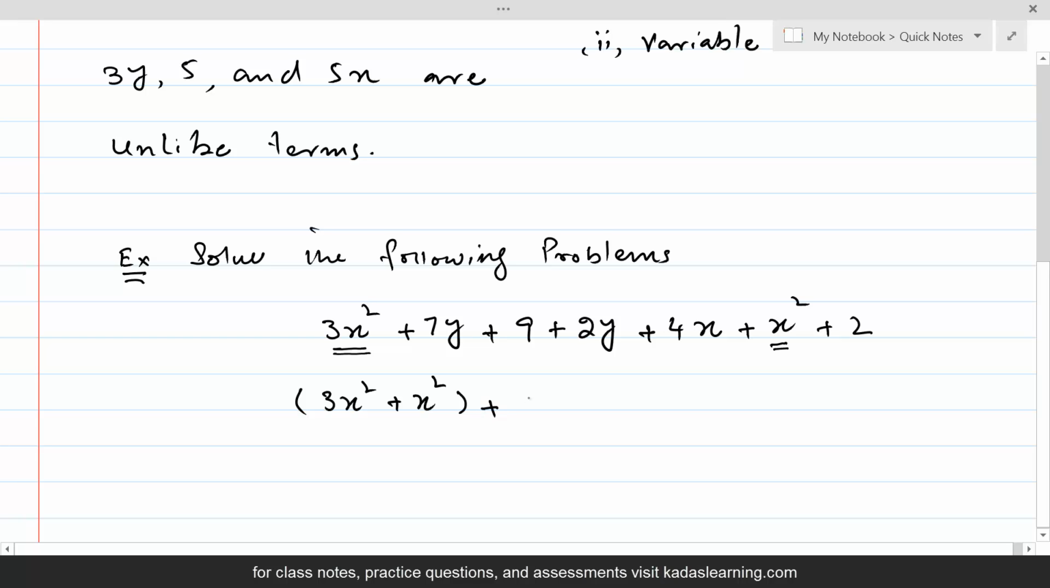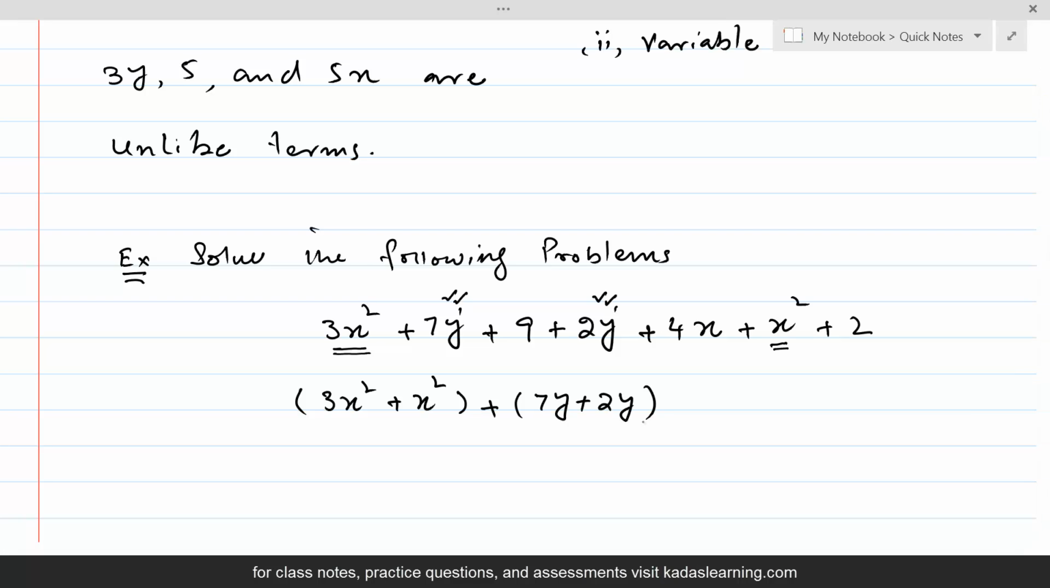Plus, is there another term like 7y? 7y and 2y, they are probably like terms as well because both have the same variable y and exponent for both of them is same as well. That's why we have 7y and 2y. We can group them together because they are like terms.